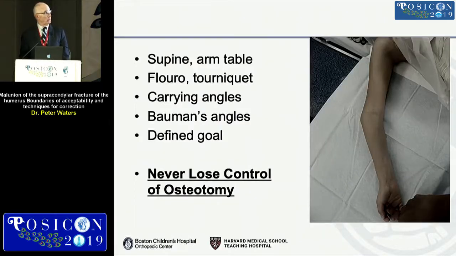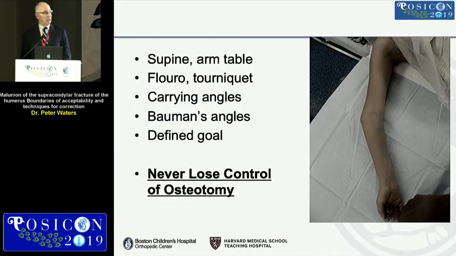So we do this supine on an arm table. We usually use a tourniquet. We look at the carrying angles and Bauman's angle, and we have a defined goal. And our most important goal is not to lose control of the osteotomy at any time, because it takes a relatively simple operation and makes it harder.